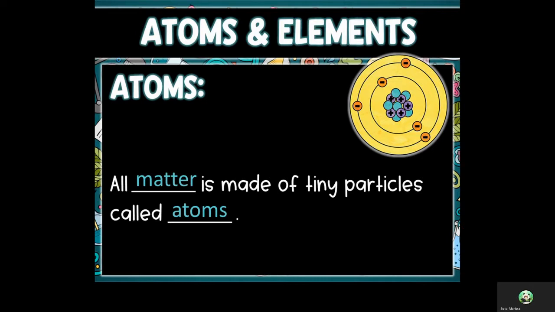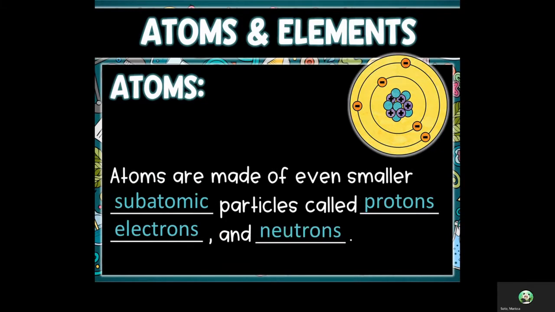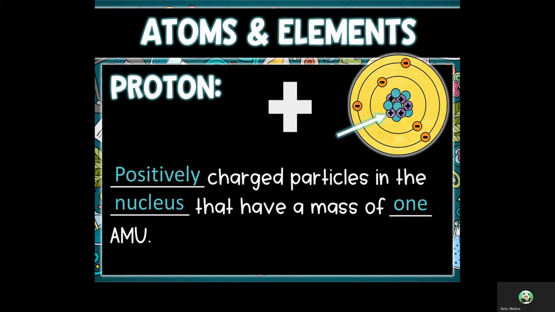The protons are the ones that I pointed out here, the ones with the plus signs on it. They are positively charged particles, and they are found inside of the nucleus of the atom, which is the center portion. And they have a mass of 1 AMU. AMU means atomic mass unit. So it has 1 mass. The proton is also going to tell you what element that atom is.